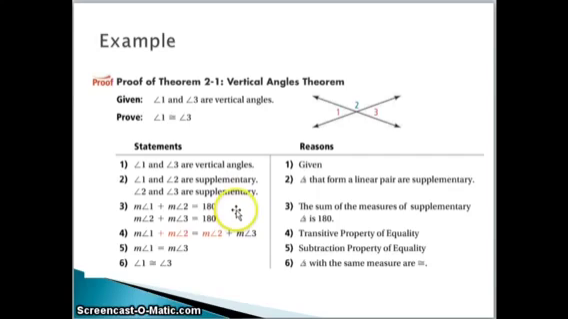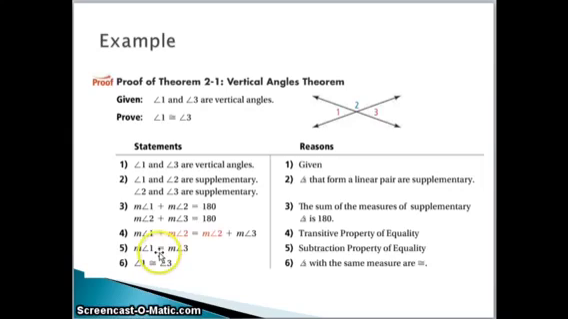Therefore, we can rewrite this as the sum of the measurements of the supplementary angles, or you can use substitution. Replacing the angles, the measurements equal 180, that makes sense. Because they both equal 180 and they share a common term, the measure of angle 2, you can set them equal to each other. Then, using the subtraction property of equality, take away the measure of angle 2, and you just have the measure of angle 1 equal to the measure of angle 3. And when that is the case, we have congruence.